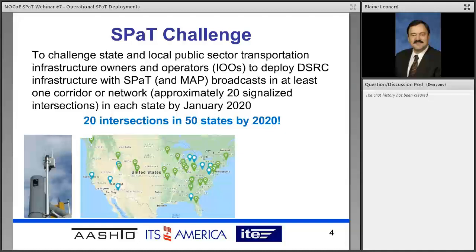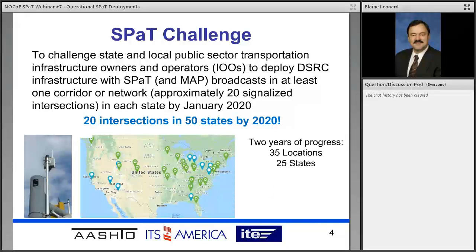If you're on the call, I'm assuming you're pretty familiar with the SPaT challenge. The SPaT challenge is now a little over 2 years old, and in essence, we're challenging infrastructure owners and operators around the country to deploy DSRC infrastructure and broadcast SPaT and MAP messages in at least one corridor in each state by January of 2020.